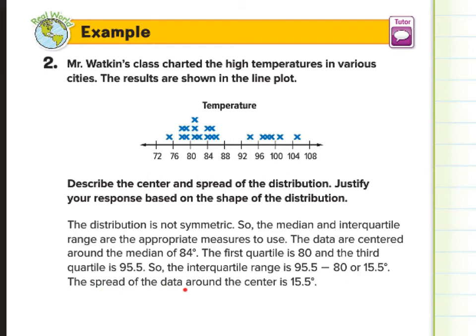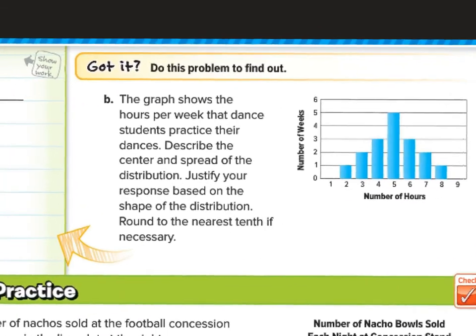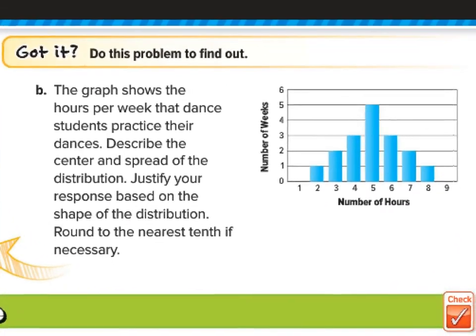The spread of the data around the center is 15.5. Okay, 15.5 degrees is our unit. And this works best because it is not symmetric, and it doesn't matter if we have any outliers or gaps. This will be able to override any of that. Okay, and now we're going to try example 2 on our own, and that'll be it for today's video.